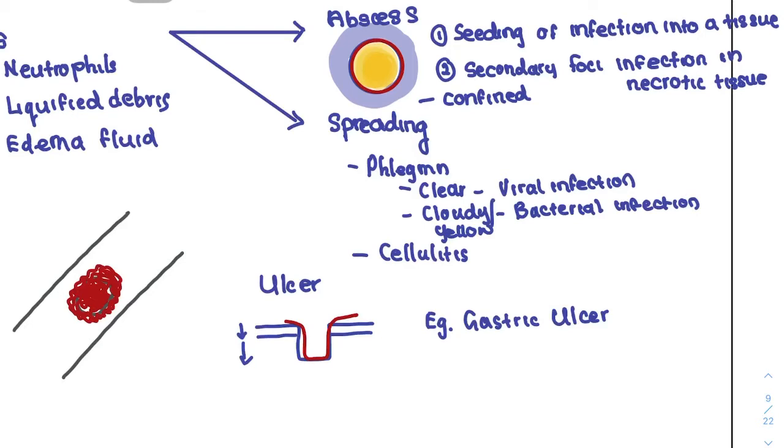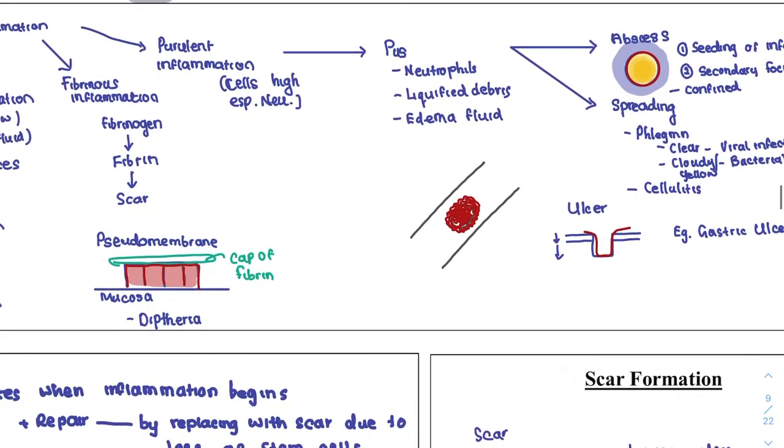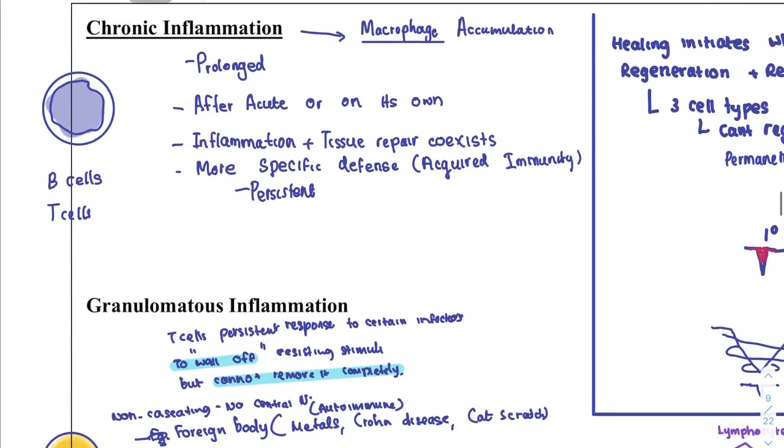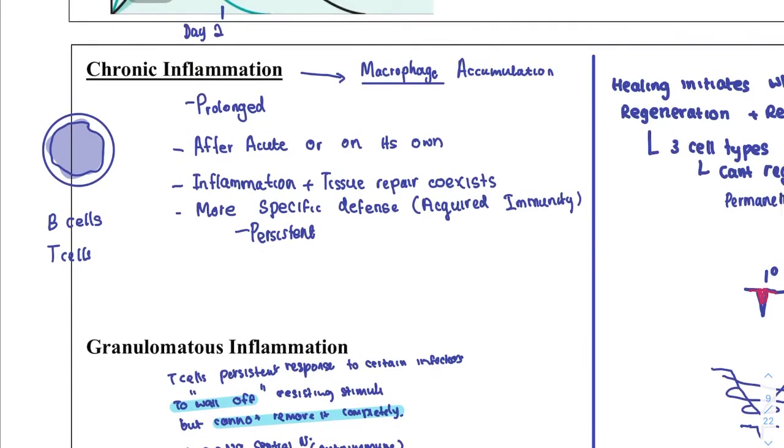So quickly I'll go on to chronic inflammation. Chronic inflammation, the hallmark is macrophage accumulation, and in this type of inflammation you do not see polymorphonuclear cells. All the cells you get are mononuclear. So macrophages accumulate. In addition, you get lymphocytes, also a mononuclear cell. B cells, T cells, those are examples.